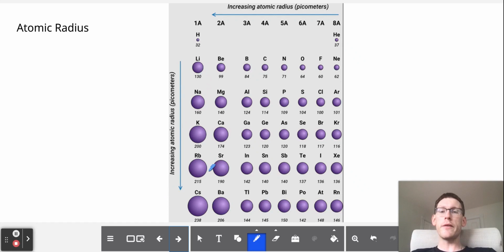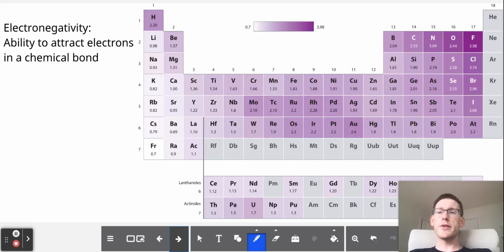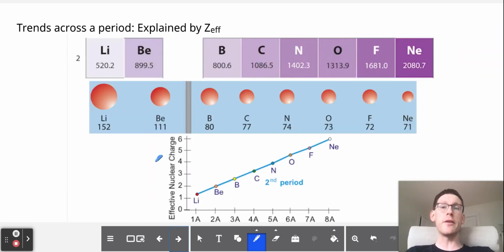The lower you are and the further you are to the left on the periodic table, the bigger the atom. Next, we have ionization energy, which is the energy required to remove an electron. It is harder to remove an electron that's further to the right and higher up on the periodic table. We see this increase. Next, we have electronegativity, which is the ability of an atom to attract electrons in a chemical bond. Note that we don't really think of electronegativity when we talk about the noble gases because they're pretty much chemically inert, but as we move rightward and upward on the periodic table towards fluorine, we have a higher electronegativity because those atoms are really good at pulling in electrons.